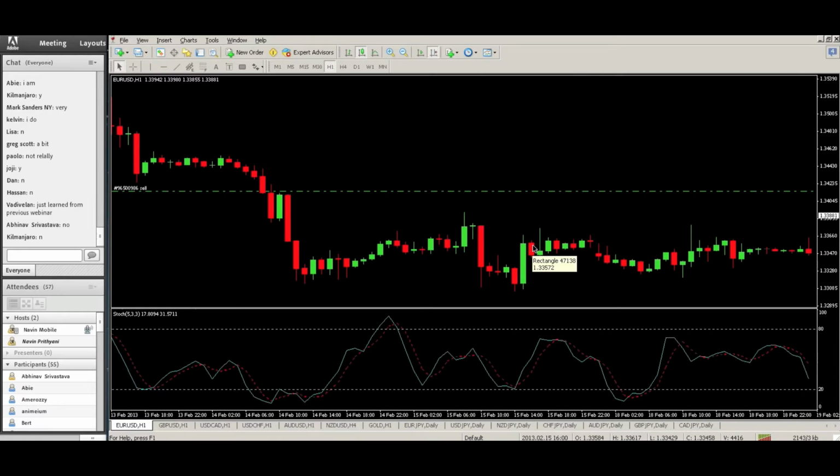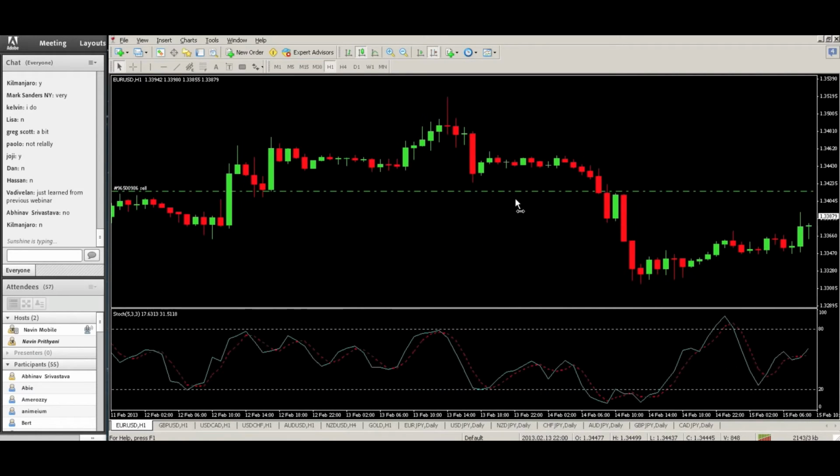I'm going to go through one more example, and then we'll get into putting this together with support and resistance. All right.